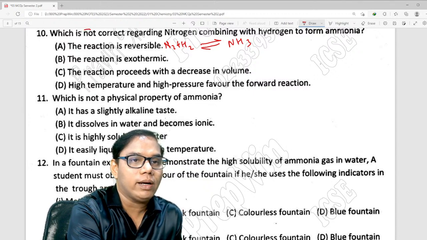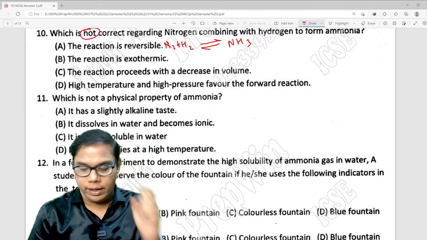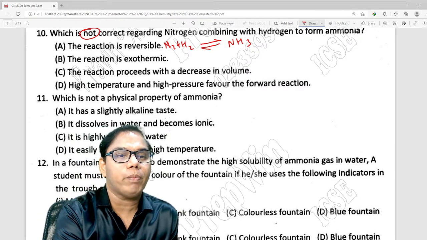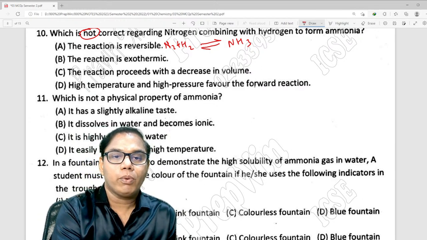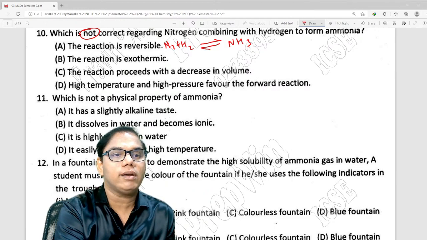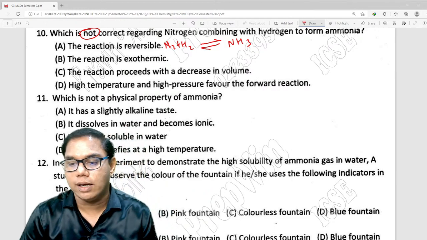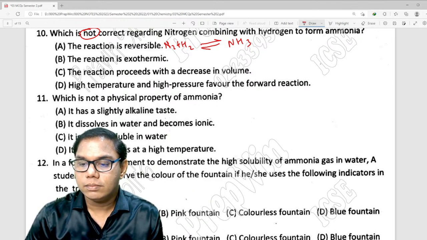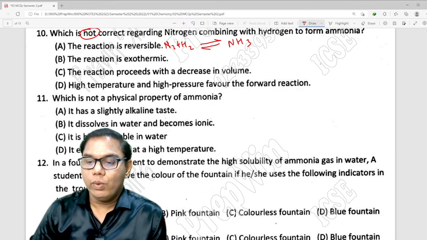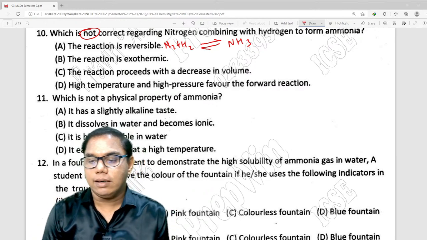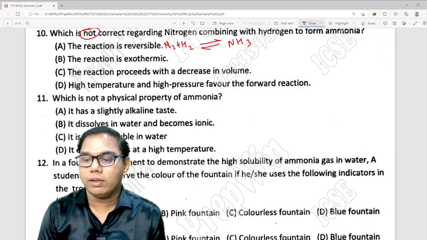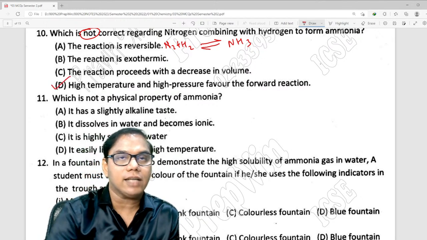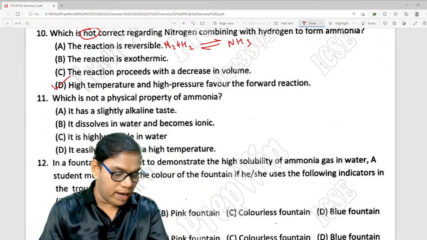What do I want? I want the one which is not correct. High temperature and high pressure favor the forward reaction. It is exothermic. Which one is not correct and why? Yes, I'll put that in the description box as soon as I complete my streaming.